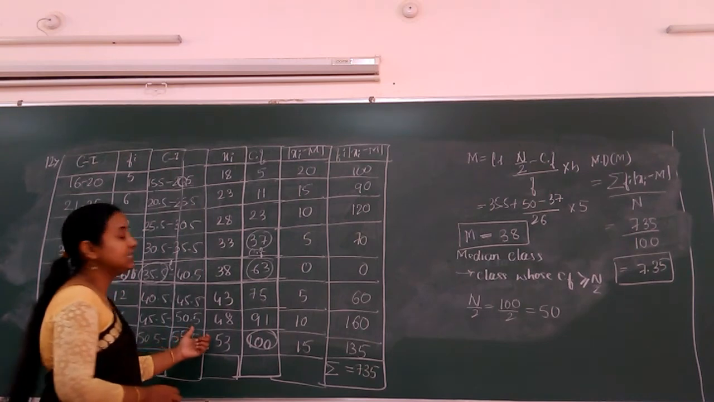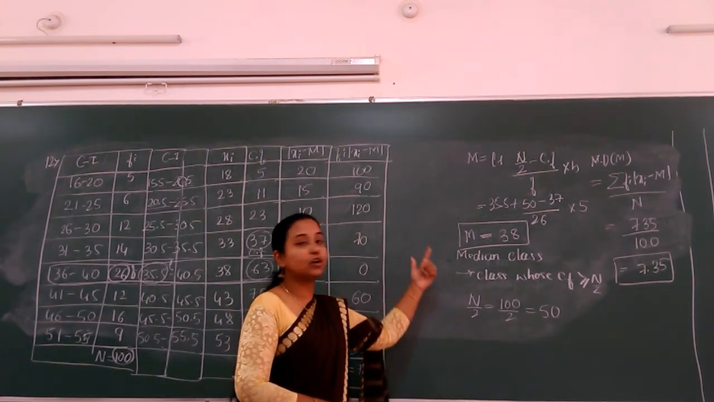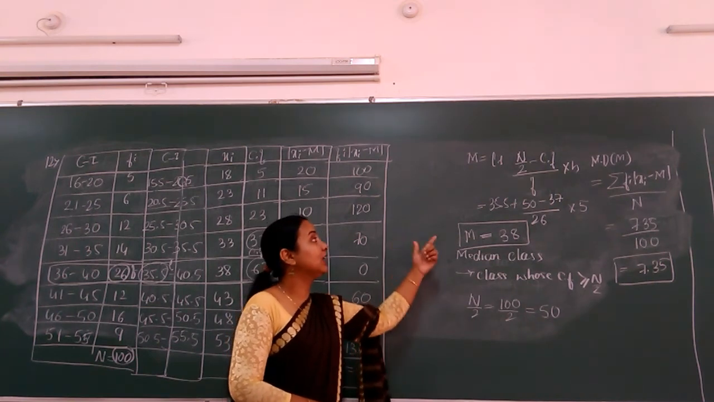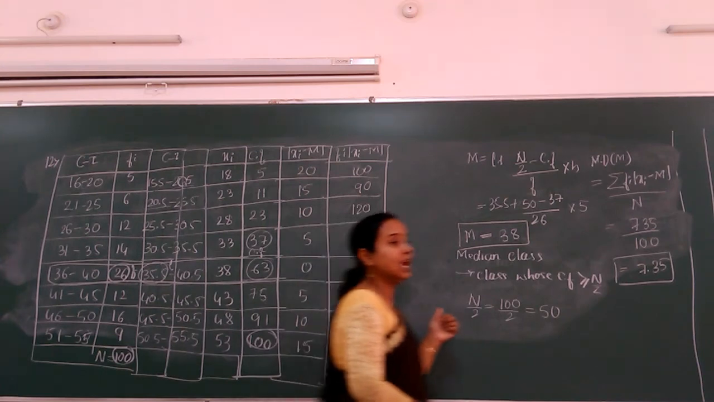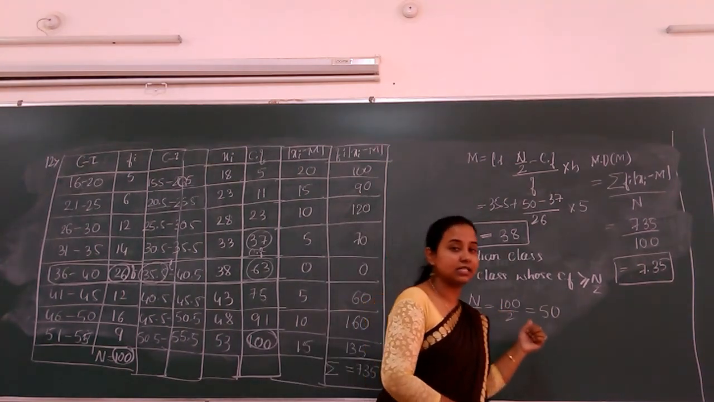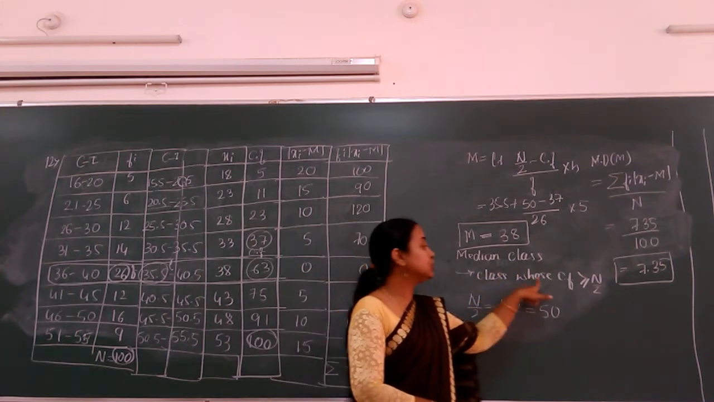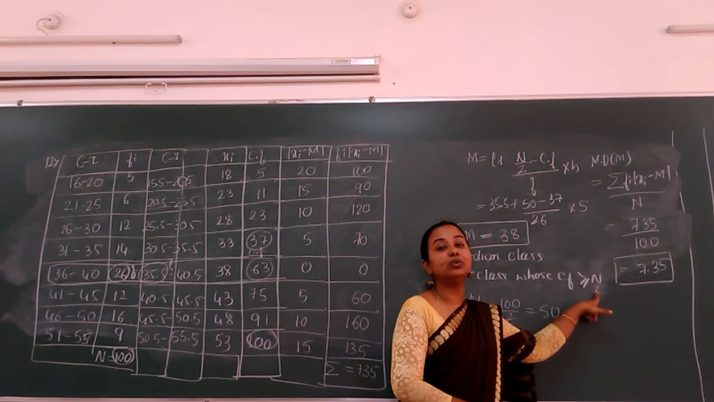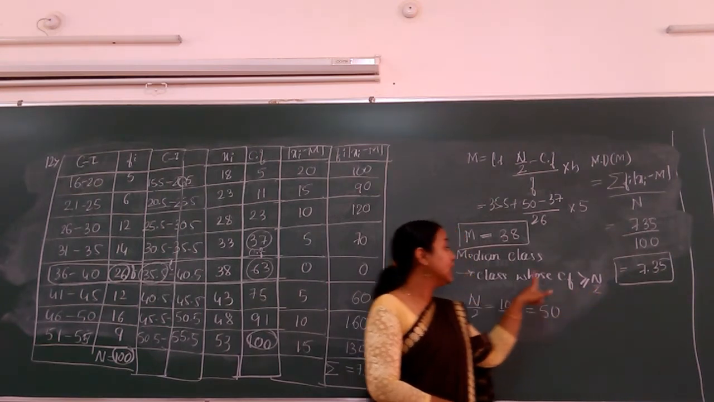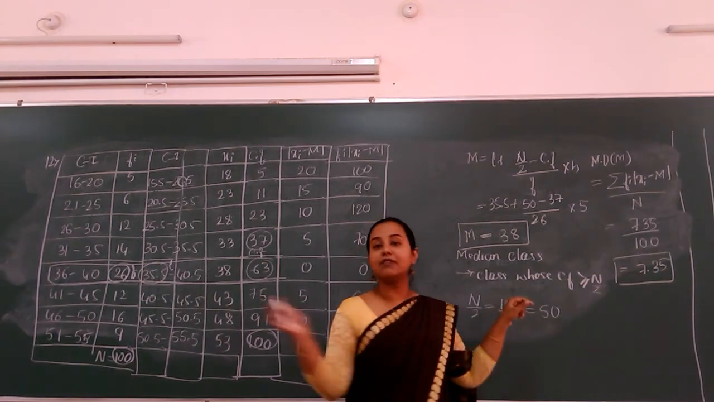After this, now let us go to our median. As I have already said, to calculate the median, we should find the median class. Let us see how to calculate the median class. It is the class whose cumulative frequency is either greater than or equal to n by 2. So let us see what that n by 2 is for our given question.